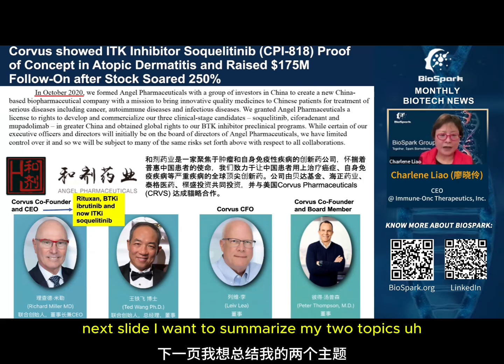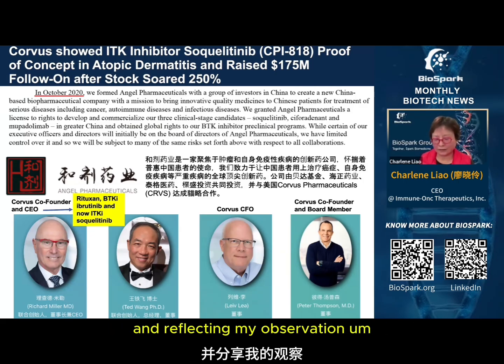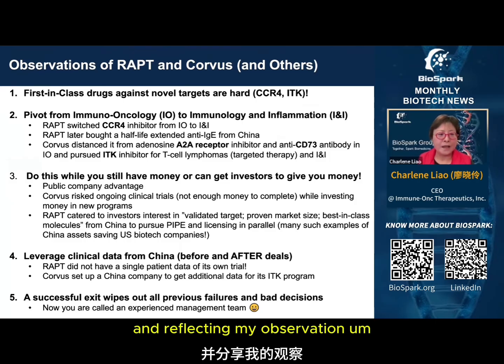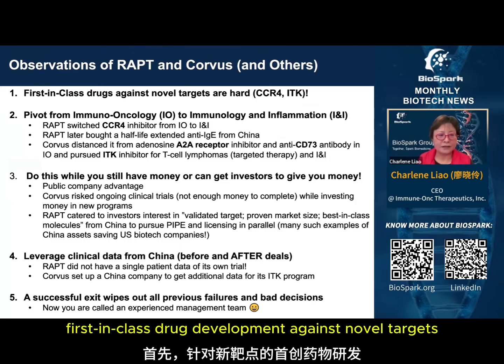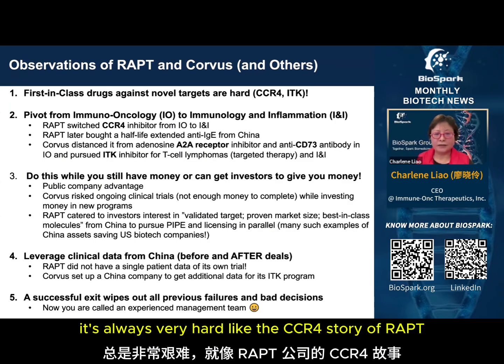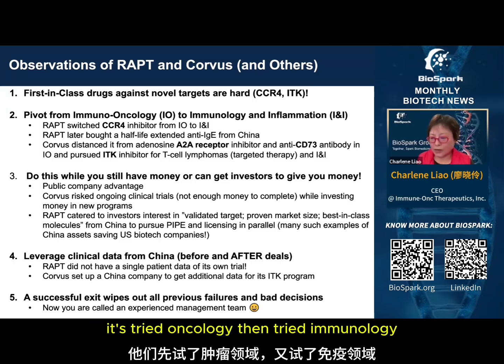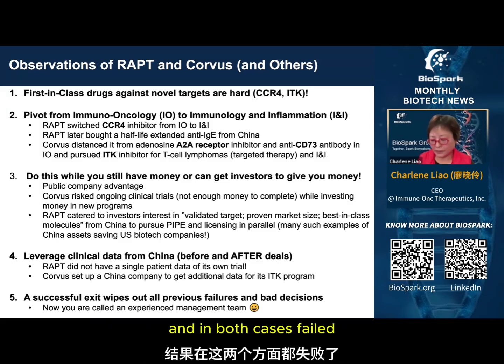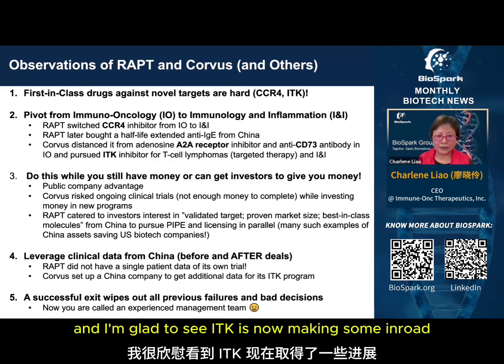Next slide. I want to summarize my two topics and reflect my observations. First, in-class drug development against novel targets is always very hard. Like the CCR4 story of RAPT, it tried immuno-oncology, then tried immunology, and in both cases failed. And I'm glad to see ITK is now making some inroads.